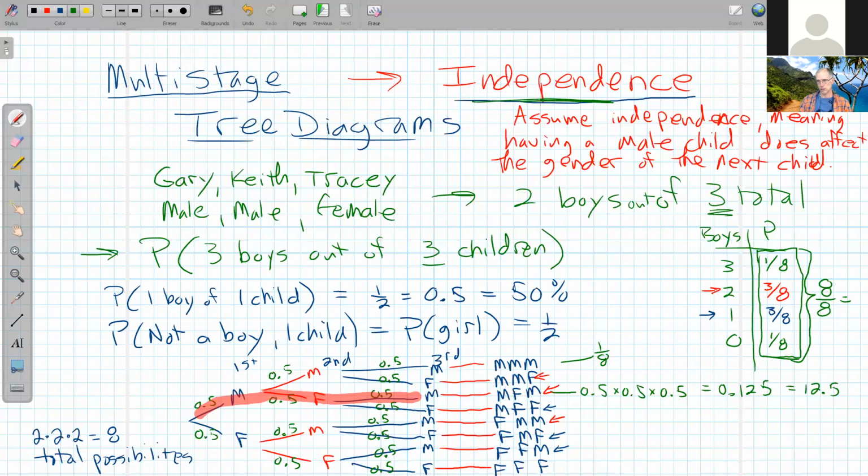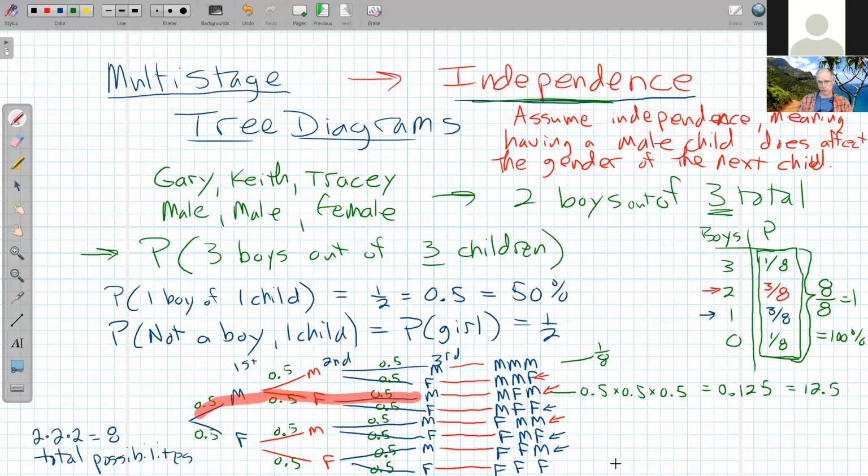Okay, I might have a silly question. How does this change in probability when the question is, what is the probability of having a boy first and then a girl and then a boy, not just having two boys? So that's a different question, right? The probability I asked was, what's the probability of having 3 boys out of 3 children?